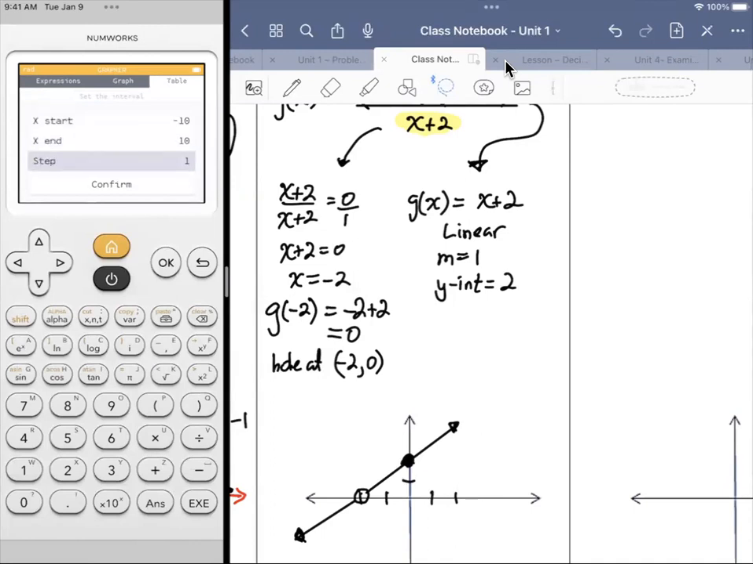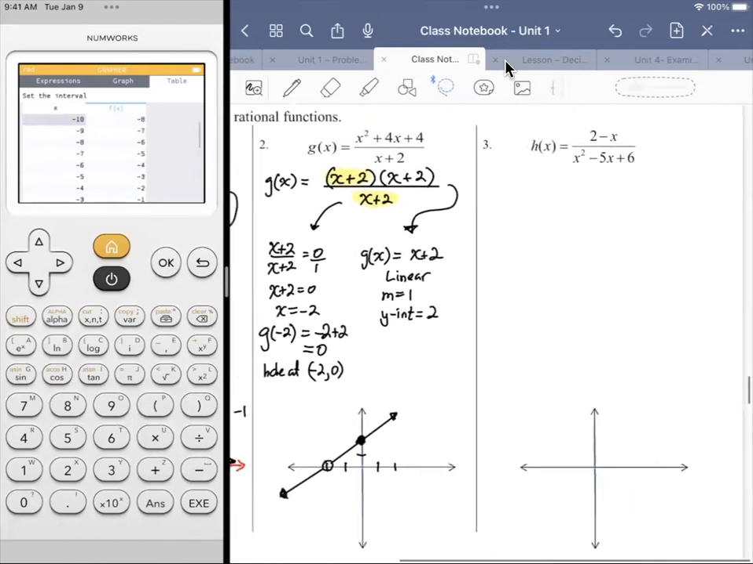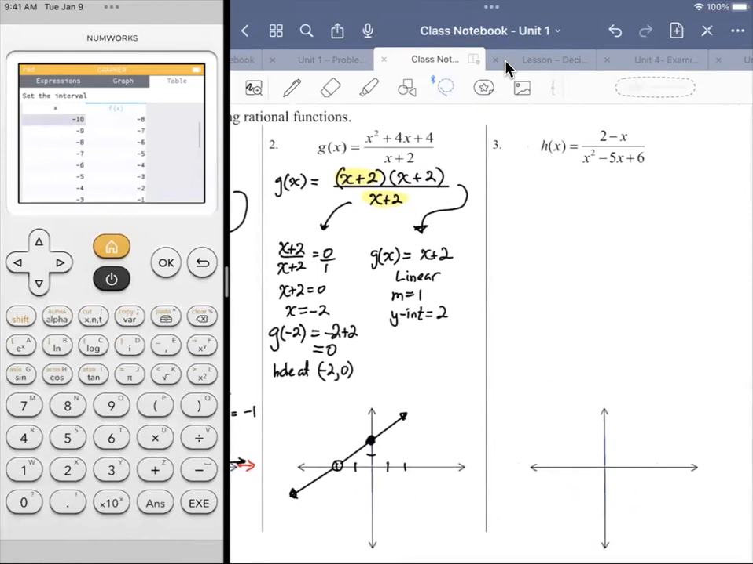Going by ones. When it says step, it means what do you want to go by? You're going to start at -10 and you're going to go to +10. Do you want to go by twos? Do you want to go by ones? Do you want to go by half units? Whatever you want. Then confirm. Now we have a table of values going from -10 to 10. And if you scroll down the line here, you see at -2, it's undefined. But every other point seems to exist. So that's another way that you can get at the graph without having to do all the crazy stuff along the way. The last one here, number 3, again, same deal.